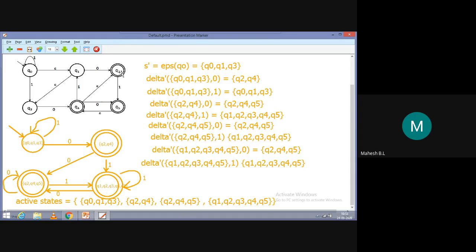So there is a transition to the state which contains Q5. Then Q4 on 0 is Q5, so there is a transition to the state which contains Q5. Then Q4 on 1 is Q1, so there is a transition to the state which contains Q1. Like that we can understand. Q3 on 0 is Q4, so there is a transition to the state which contains Q4. So this is the DFSM corresponding to the NDFSM.